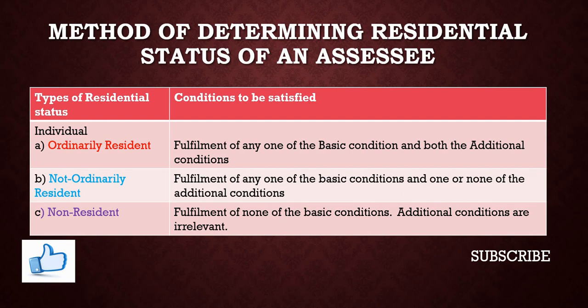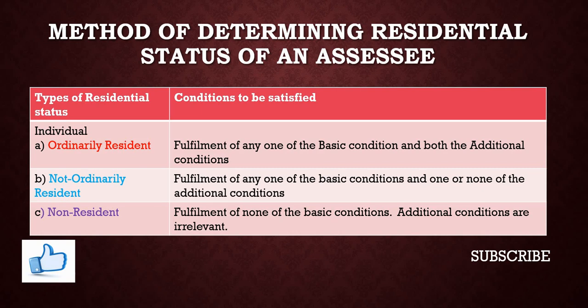That means he may satisfy either the first basic condition or the second basic condition, and he also satisfies one of the additional conditions, or else he may not satisfy any of the additional conditions but satisfies one of the basic conditions. Then in such case, his residential status will be not ordinarily resident.